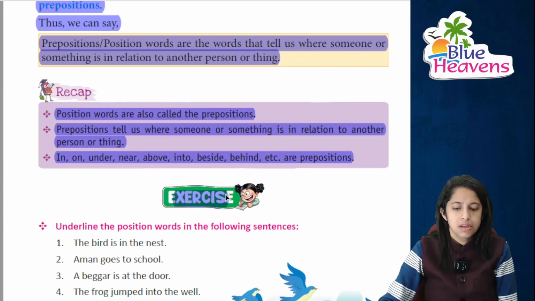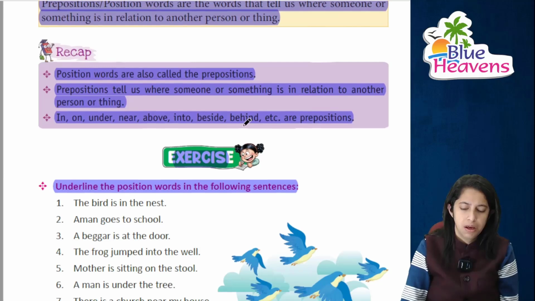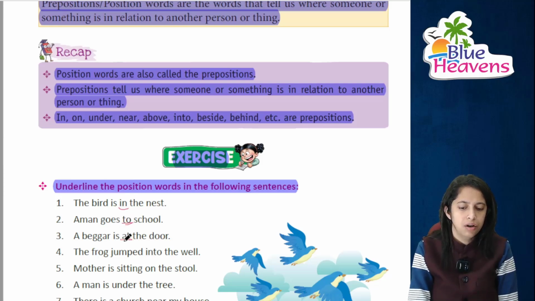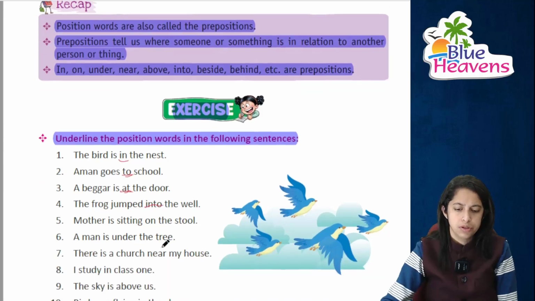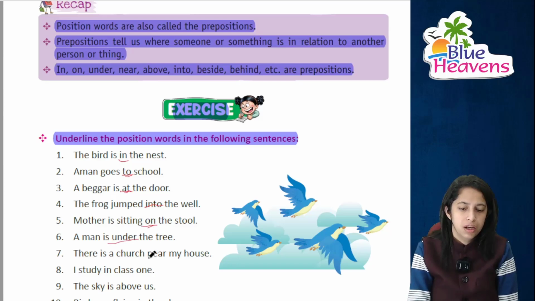Moving on to the exercise, first we'll be underlining the position words in the following sentences, right? देखिए first sentences में the bird is in the nest, ये in क्या है? Preposition है. Aman goes to school, Aman school जाता है, right? A beggar is at the door. The frog jumped into the well, into क्या है? Preposition है. Mother is sitting on the stool, right? A man is under the tree, tree के नीचे है. There is a church near my house, मेरे घर के पास.